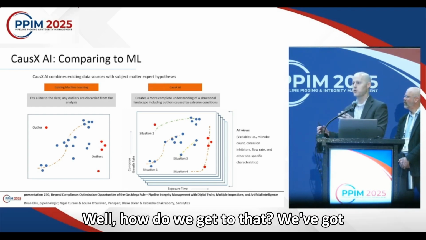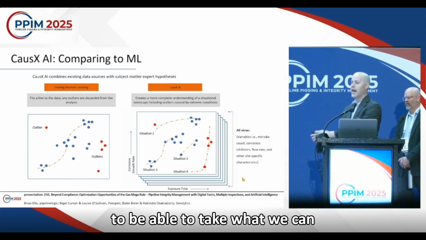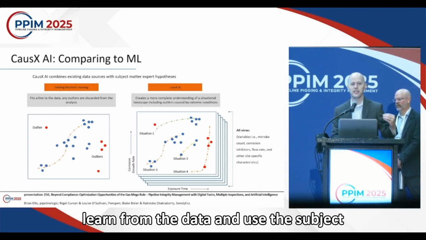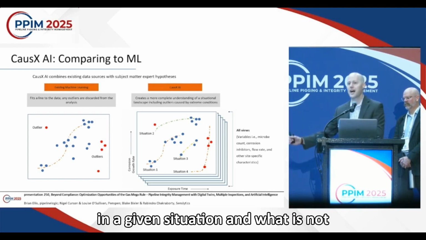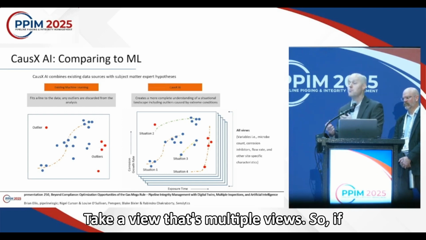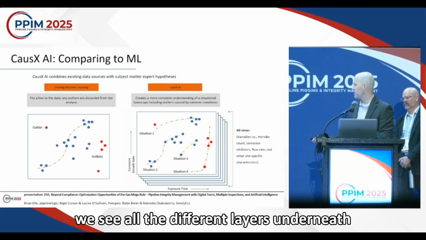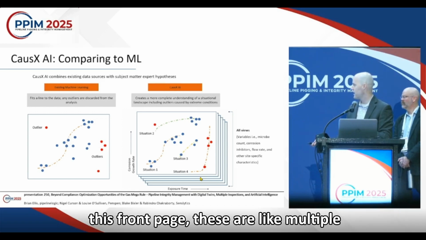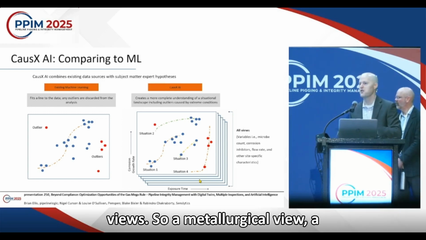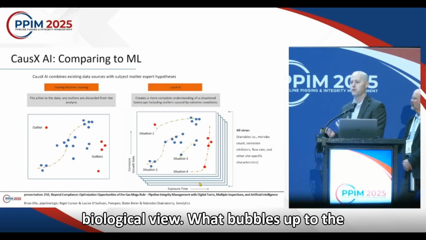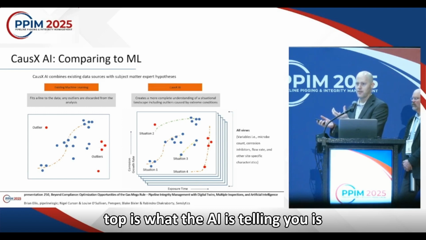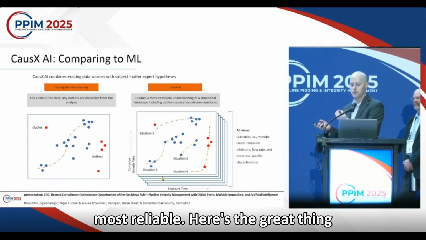We've got to be able to take what we can learn from the data and use the subject matter expertise to say what's relevant in a given situation and what is not relevant, constrain those situations. Take a view that's multiple views. If we see all the different layers underneath this front page, these are like multiple views: a metallurgical view, a hydraulic view, a chemical view, a biological view. What bubbles up to the top is what the AI is telling you is most reliable.